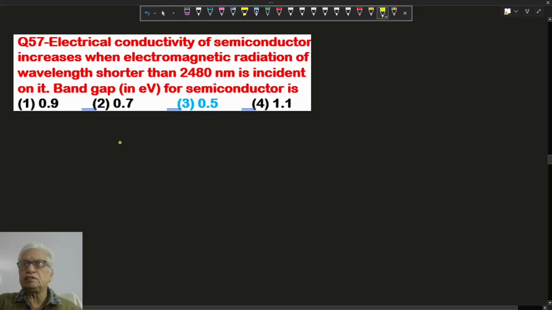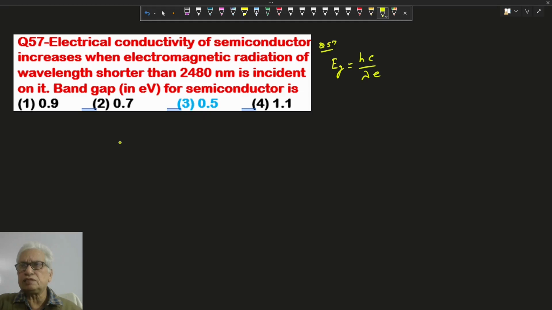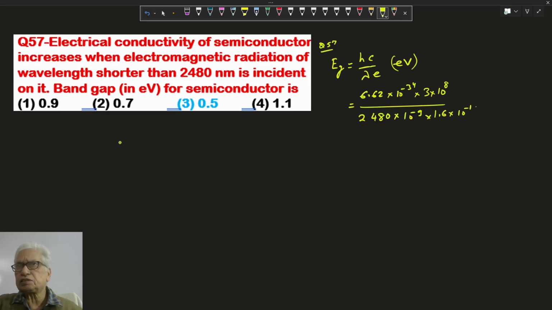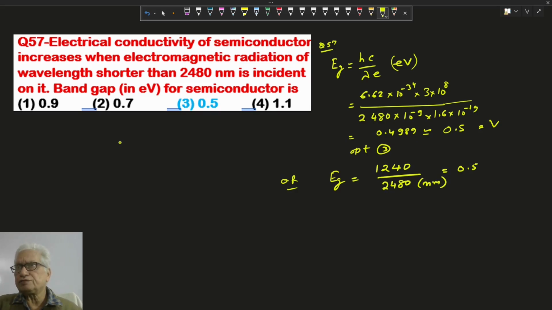Hello, in this question, the energy gap is hc by lambda in joules, and by dividing this by the electron charge e, this is in electron volts. So h is 6.62 into 10 to the power minus 34, c the speed of light, lambda 2480 nanometer, and the charge on the electron. Calculating it, it comes roughly 0.5 electron volt. So the option is correct. Or directly we can find it as 1240 divided by the wavelength in nanometers. So it comes roughly 0.5 electron volt.